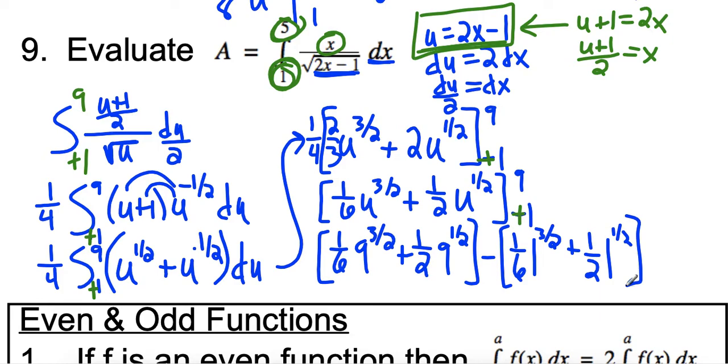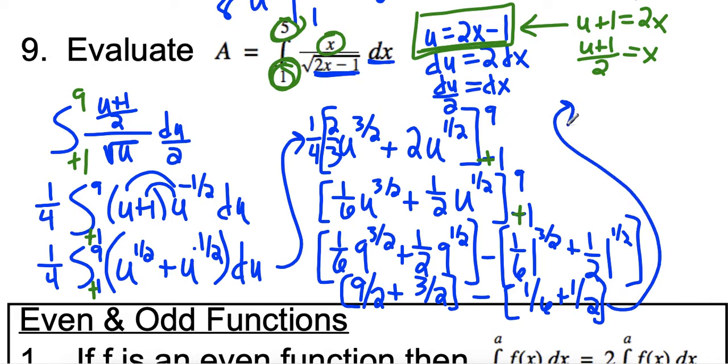1/6, 9 to the 3/2. That's going to be 27/6. Then that'll reduce, 9/2, plus 3/2. Okay. Minus, at least this is easy, 1/6 plus 1/2.